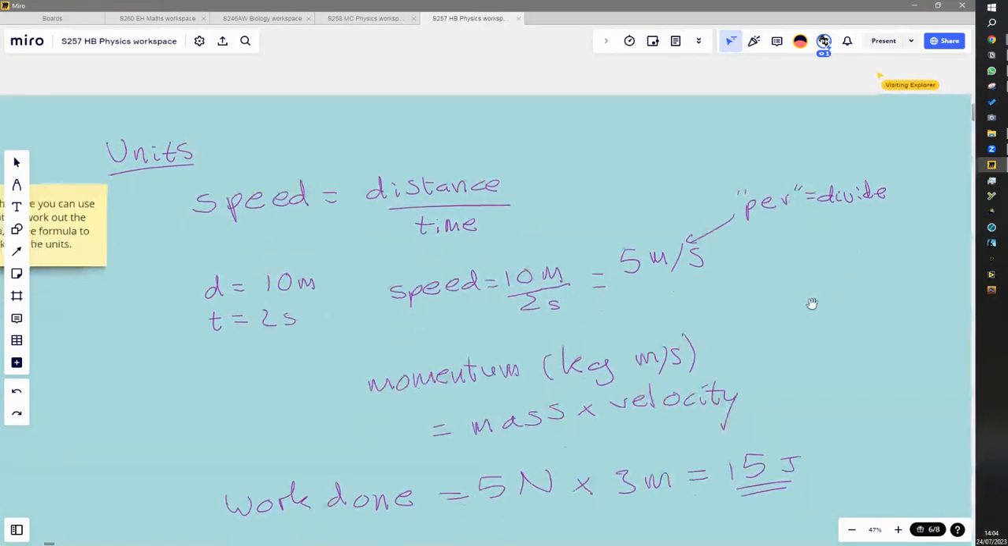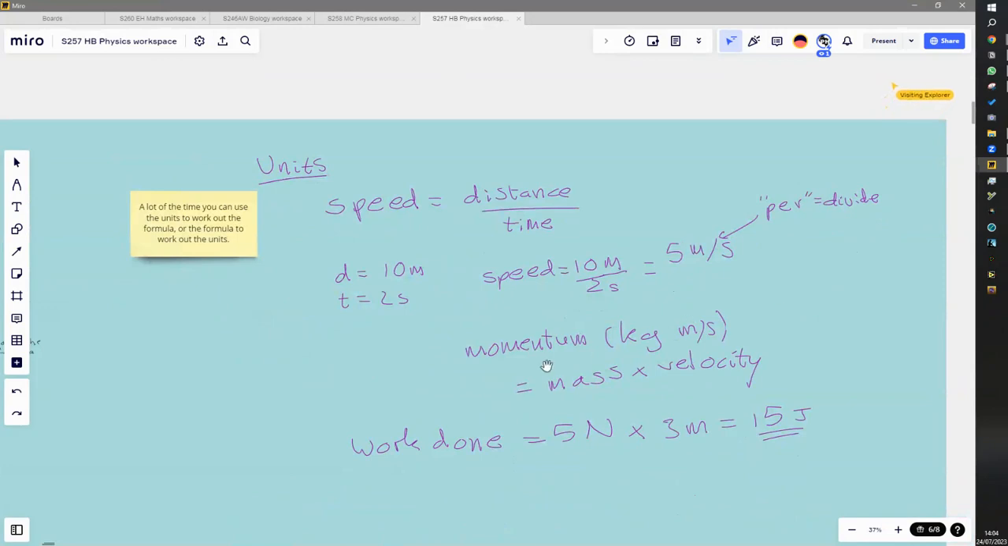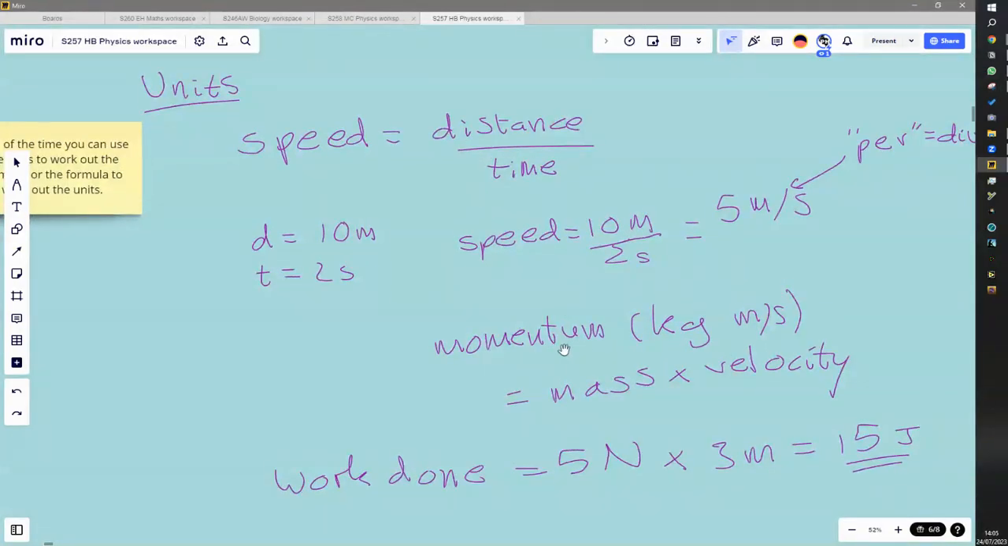So let's take another example the other way around this time. The unit for momentum is a bit strange. It's not kilograms per meters per second, it's kilograms meters per second. Sometimes you'll get a dot in between the units, but you don't have to do that. It just means kilograms times meters per second.